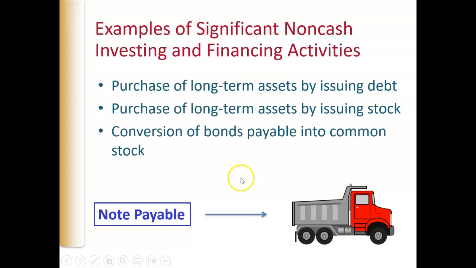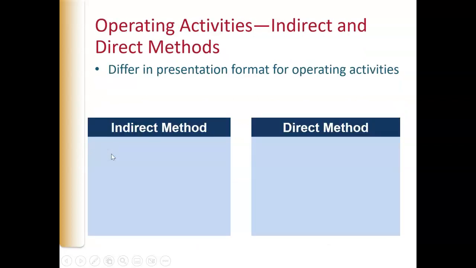Or what if we had a note, a debt, bonds payable, and instead of paying it back, we just issued stock? Cash wasn't involved. So these items, guys, won't be in the statement of cash flows because it doesn't involve cash. Okay, so just be aware of that. Or let's say you literally exchange one asset for another and cash was not involved. Then it won't be in here.